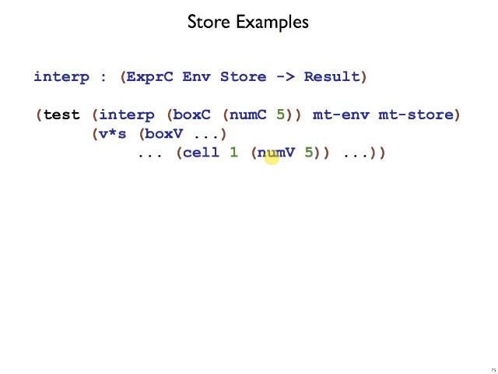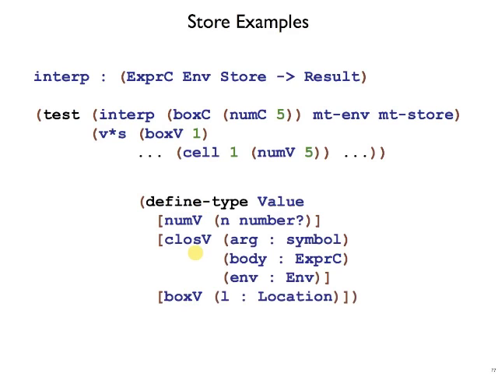And we're going to arrange our allocator of boxes so that it allocates cells starting from 1, 1, 2, 3, and so on. So since this is the first and in fact only thing we allocate in this program, that box will be at cell 1. It contains a numV 5 because that will be the result of interpreting the numC 5. So that cell is going to be in the store, and that is the one that this box refers to. So this is how a box refers to a place in memory. It has a location in it, and that location is mapped in the store.